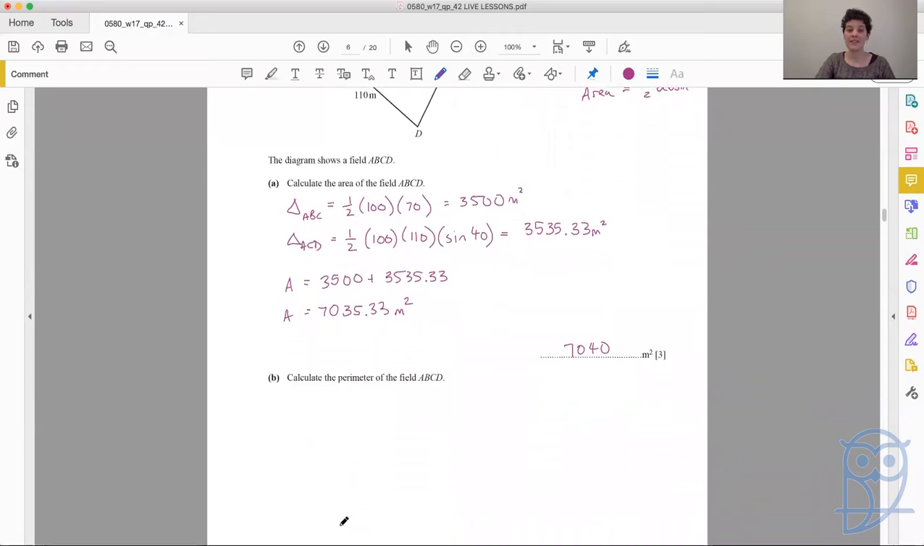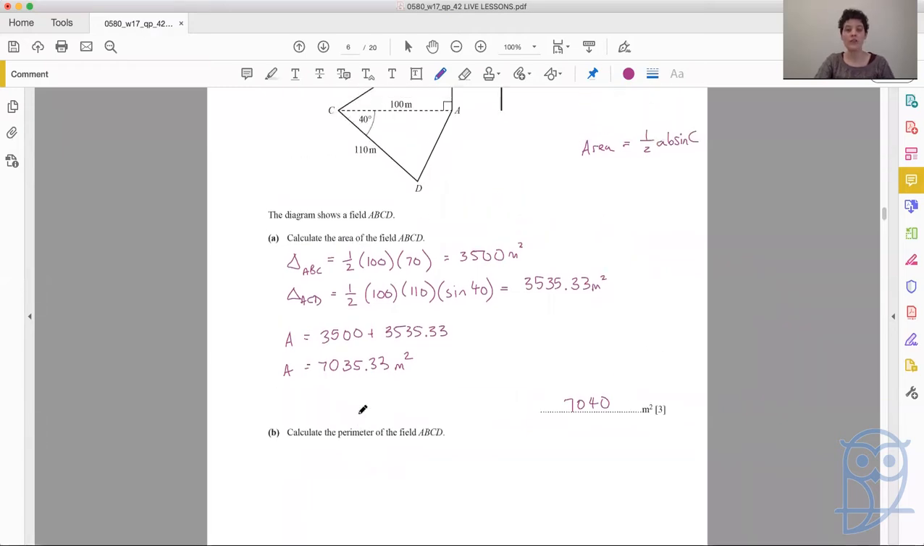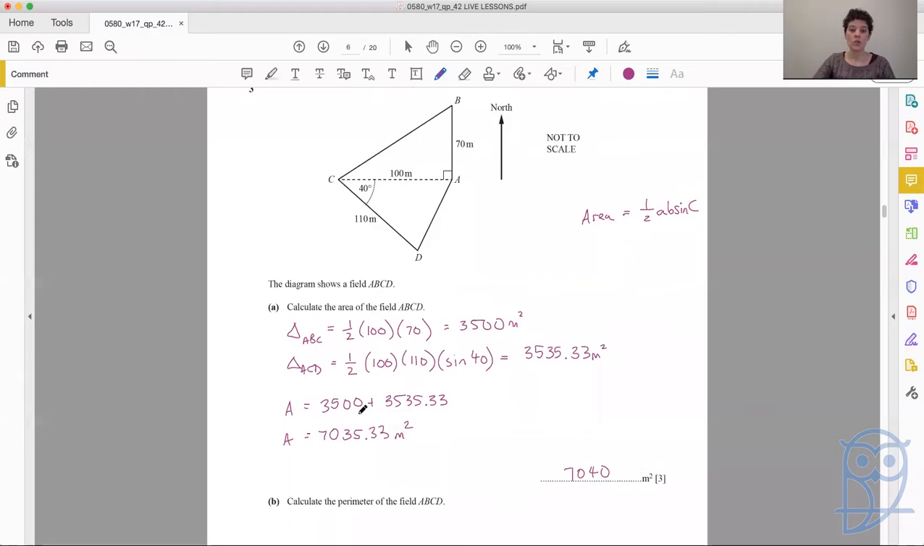They then ask us for the perimeter of the field ABCD. So let's just take a moment to think of that perimeter. The perimeter is AB plus BC plus CD plus AD. We don't want to get confused by this 100 in the middle. So AB we know is 70 and CD is 110. So BC and AD are the fun ones we get to calculate in order to be able to do this.